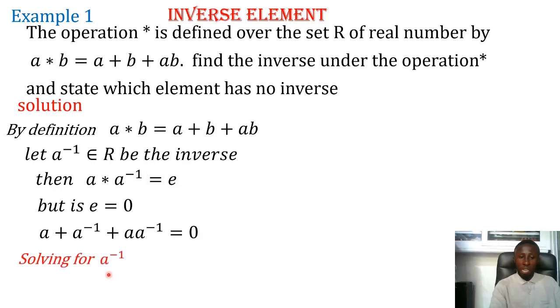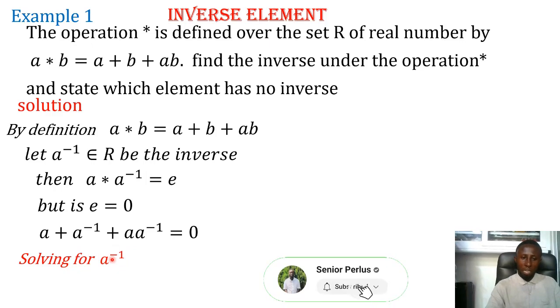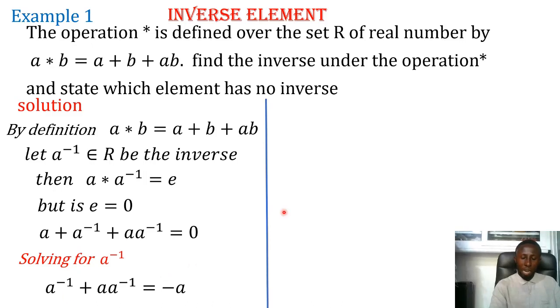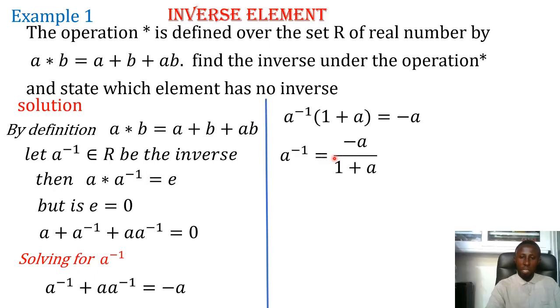So here we are solving for the inverse, not the identity element. Since we want to solve for the inverse, let's make the inverse the subject. By that, we have to subtract A on both sides. So this is what you get. Now you have inverse and inverse here. We want the inverse, so let's factor the inverse out. It will be the inverse of A times 1 plus A equals -A. We want the inverse, so therefore our inverse is -A over 1 plus A.